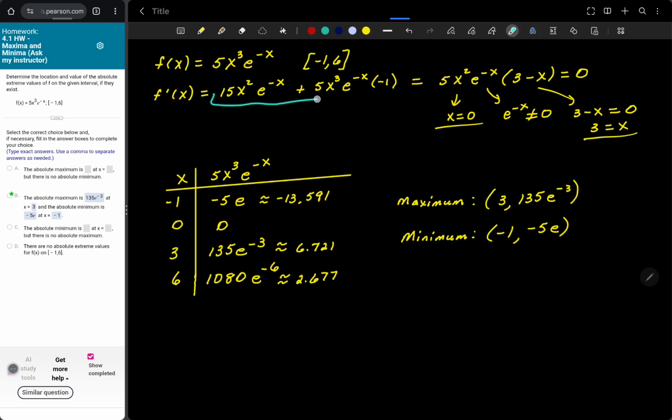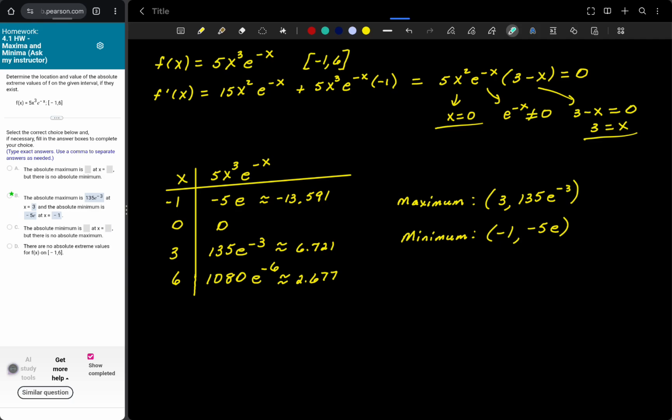So notice what I did here. I took the greatest common factor out of those two terms. I said, well, I can factor out a 5x squared and an e to the negative x. When I factor that out of the first term, all I'm left with is a 3. When I factor that out of the second term, I'm going to be left with the factor of -1 and one of the factors of x to make that 3 minus x in the remaining factor there.